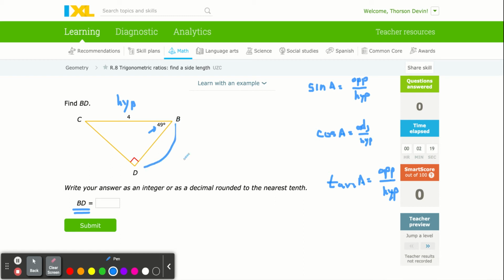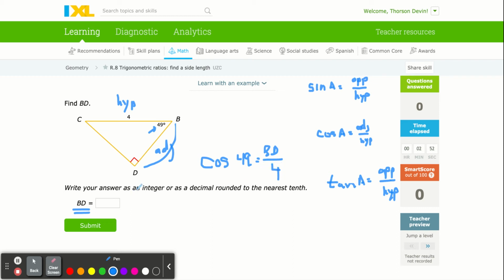So what I'm going to try to do is use a trig function that uses this angle of 49 degrees, uses the hypotenuse, and uses this side. If I want this side to be the adjacent side, and I can choose, I can make it the opposite or the adjacent, but if I make it the adjacent side, then I'm going to be using the cosine of that 49 degrees is equal to the length of this adjacent side, this BD side, over the hypotenuse, which is 4.